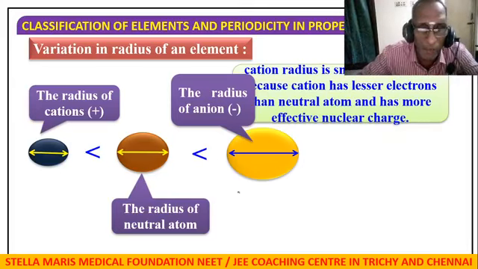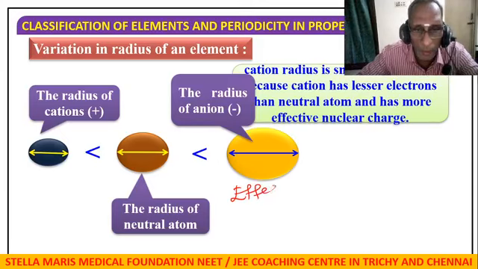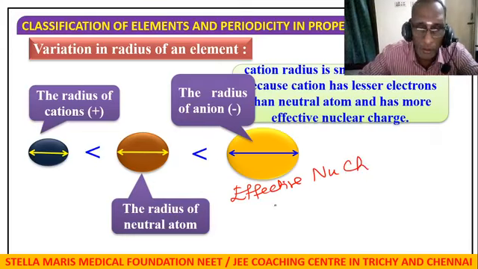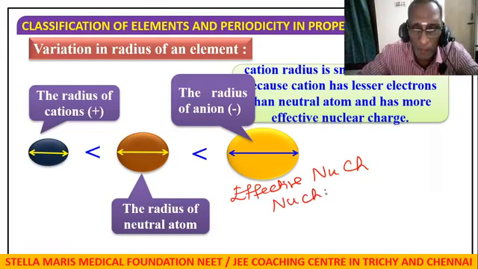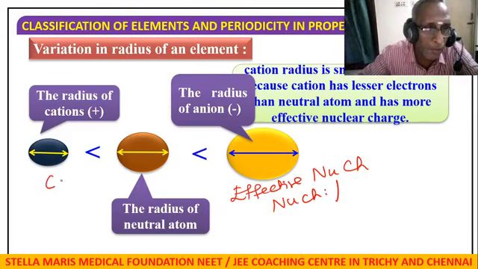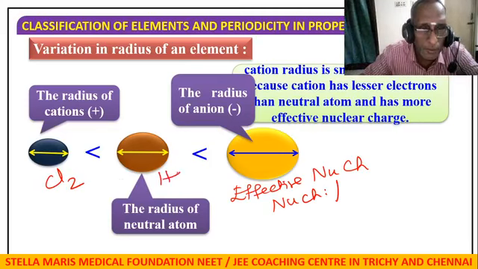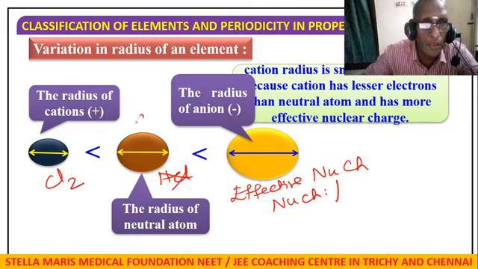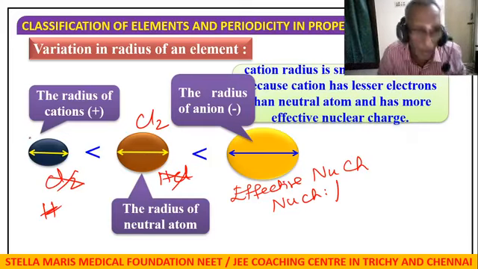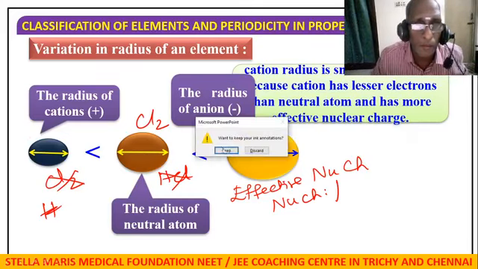What is meant by effective nuclear charge? Once again, long back one question was asked by one of you. Nuclear charge means number of protons. Let us consider the case of chlorine only: Cl2, HCl, ClO2.